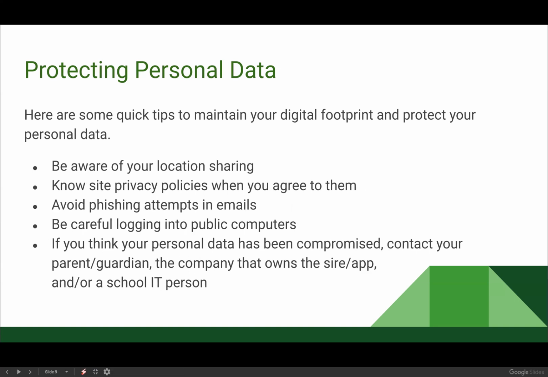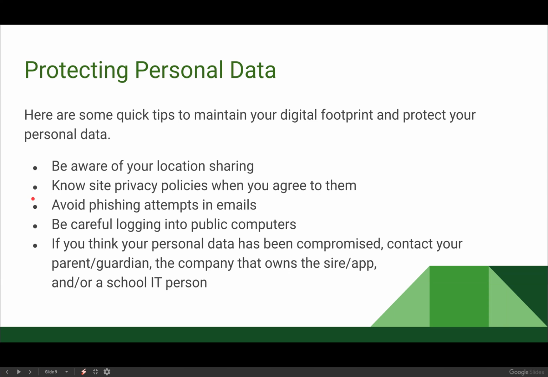There's even more. You should be aware of any time you're sharing your location with people. If your phone has that setting, maybe it's good for your parents or your friends to know where you are at any given time, but maybe it shouldn't be completely public information.